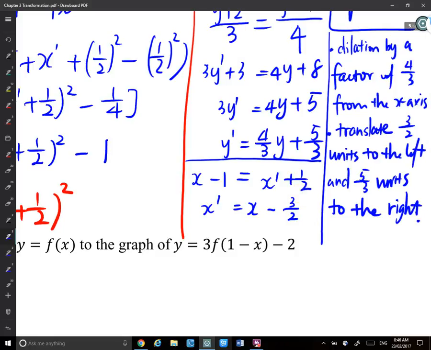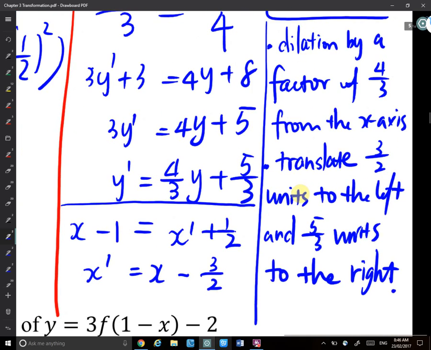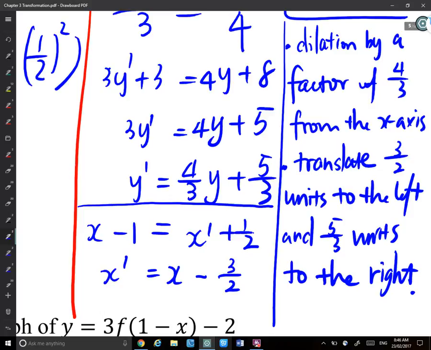Doesn't matter. You can talk about x first or y first, that doesn't really matter, but just follow the DRT order. Any questions so far, like for this question? What's the dilation applied to? The dilation is applied to the y values. It's dilation from the x-axis.